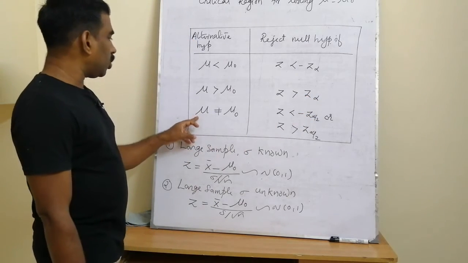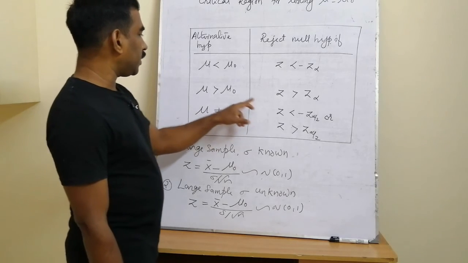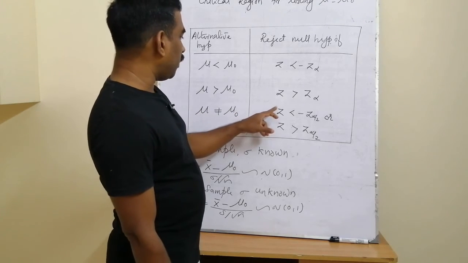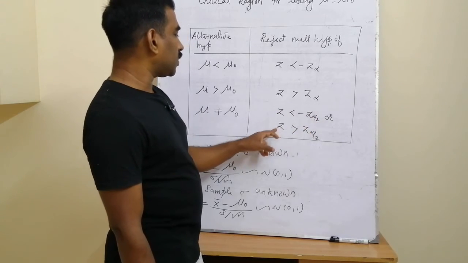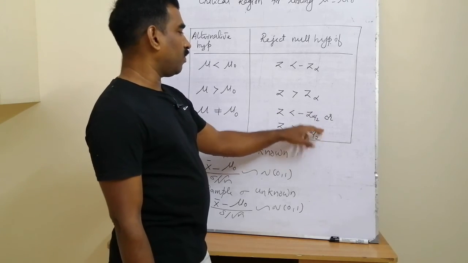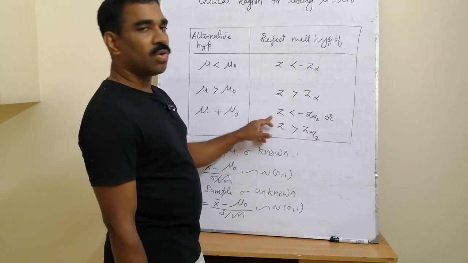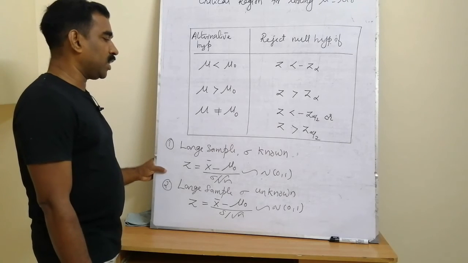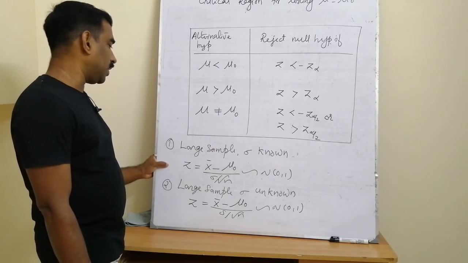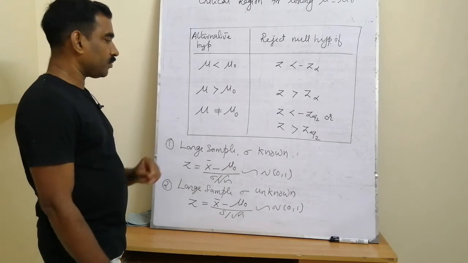And for two-tailed alternative mu not equal to mu naught, we will reject the null hypothesis whenever the computed value of Z is either less than minus Z alpha by 2 or greater than Z alpha by 2. Whenever one of these two situations occur, we will reject the null hypothesis. And these two are called normal test for mean, or mean testing for large sample cases.